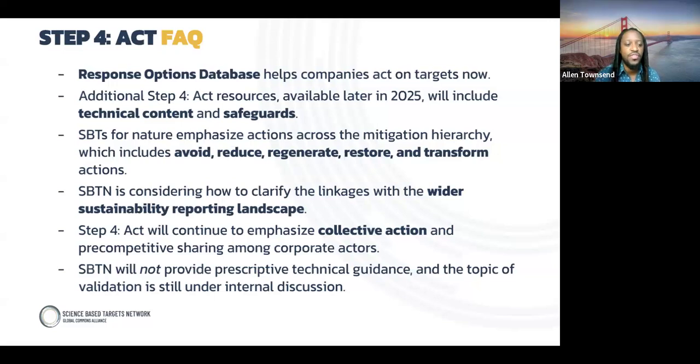The one thing we'd like to emphasize in terms of Step 4 is that actions can be taken across the mitigation hierarchy, which includes both the avoid and reduce actions, but also restore, regenerate, and transformative actions that can be taken to meet the targets, including replenishment. SBTN is also considering how to clarify linkages with the wider sustainability reporting landscape, so expect to see more about that as more about Step 4 is released. Step 4 will also continue to emphasize collective action and pre-competitive sharing among corporate actors. Lastly, SBTN will provide more prescriptive technical guidance on Step 4, and the topic of validation is still under consideration for Step 4.